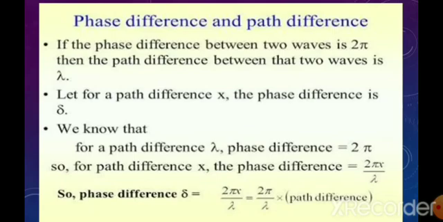Phase difference and path difference. If the phase difference between two waves is 2 pi, then the path difference between the two waves is lambda. Let for a path difference x, the phase difference be delta. We know that for a path difference lambda, the phase difference is 2 pi. So for a path difference x, the phase difference is 2 pi x by lambda. So phase difference delta equals 2 pi by lambda into path difference.